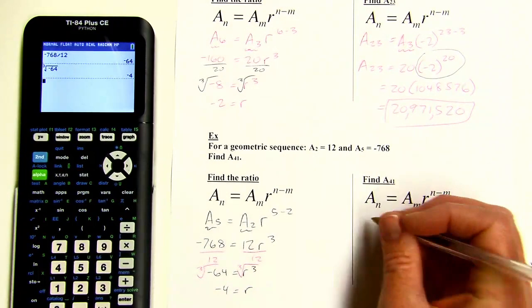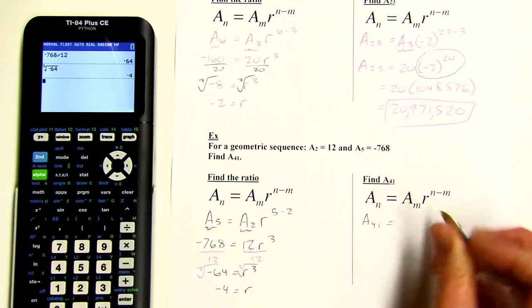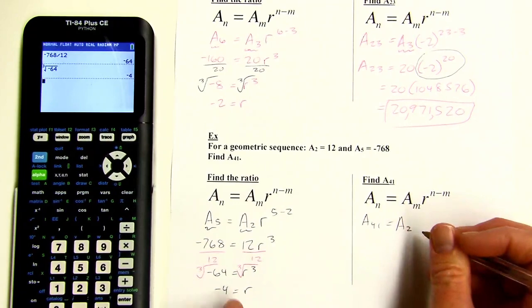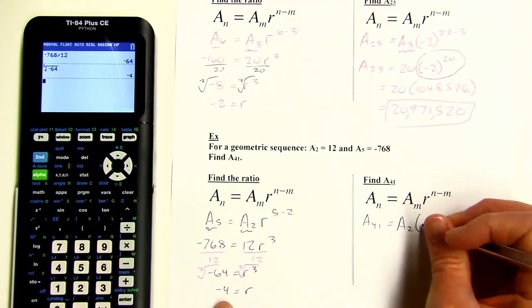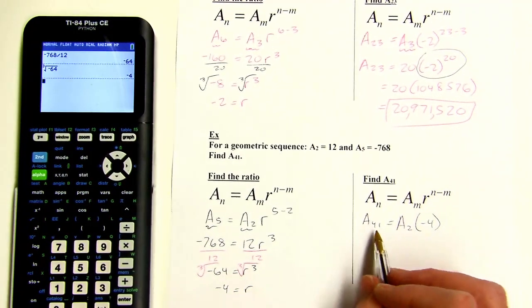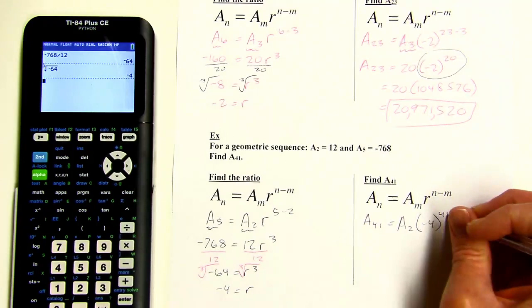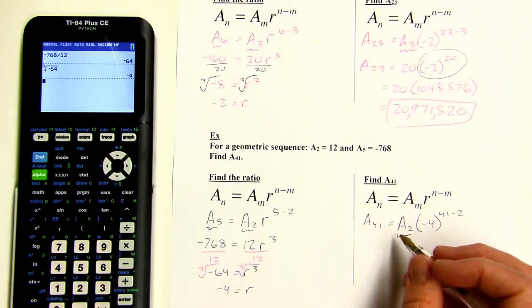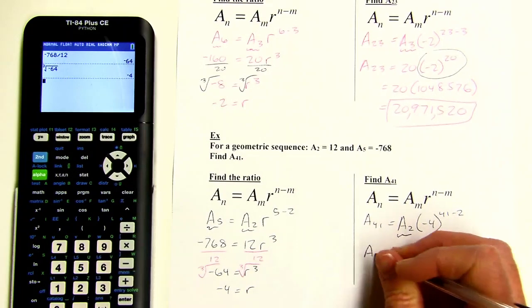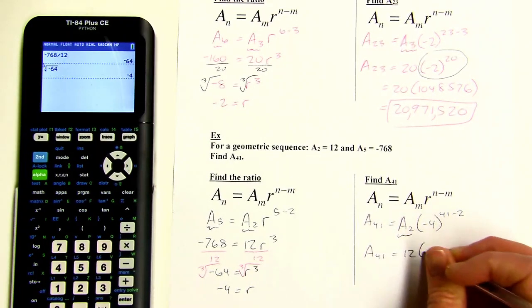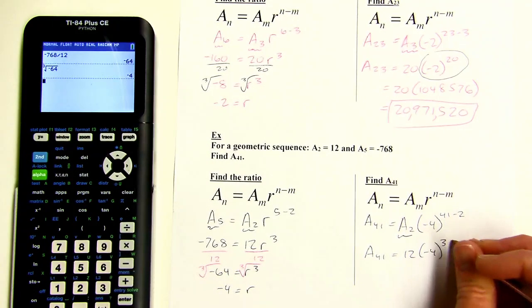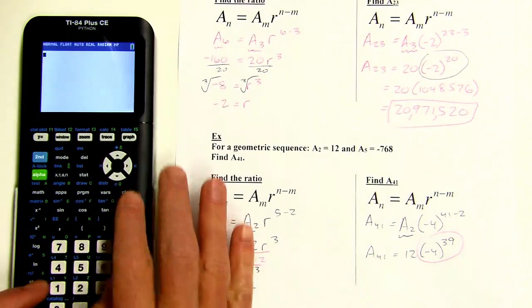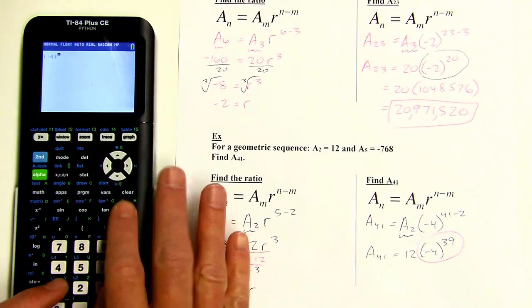Now I can move on to phase 2 over here. So I'm going to put a sub 41 over here, so that's isolated. A sub m, I had a sub 2 over there before, I'll stick with that. I'll use the actual ratio that I found on the left side here, -4, and then my exponent would be 41 minus 2. Next, I'm going to substitute in the value of a sub 2, which is 12, and I'll simplify the exponent. And then it's PEMDAS time, so I'm doing the exponent next. Let's see, -4 raised to the 39th.